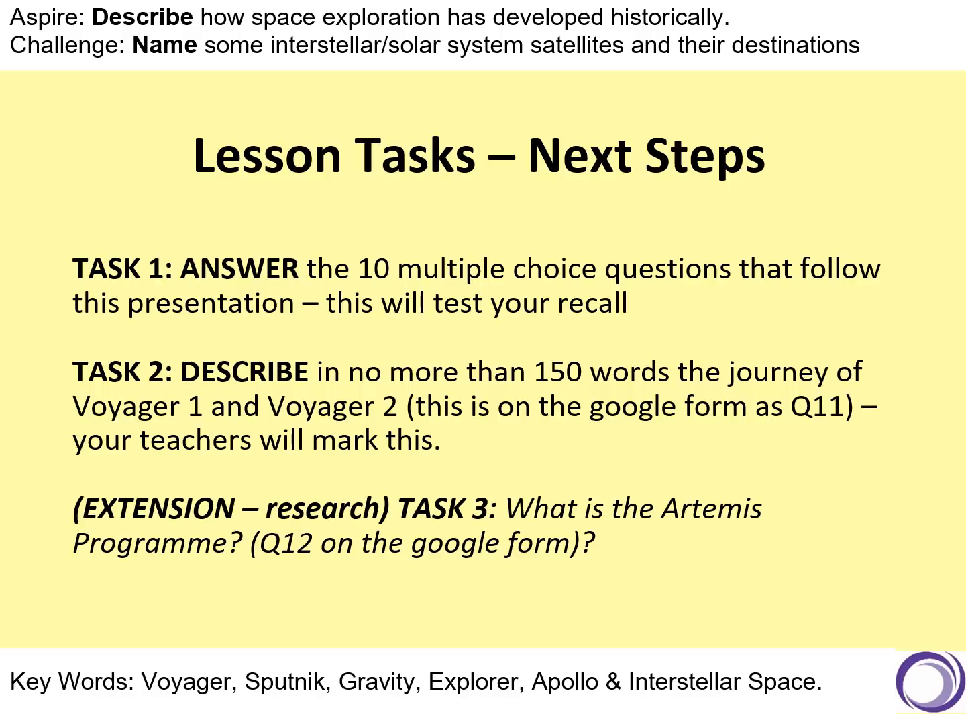So we have come to the end of our lesson, so our lesson tasks. So what did we have to do today? We had the challenge of naming some interstellar solar system satellites and their destinations. Hopefully we know some of those, and hopefully we are able to describe a timeline of space exploration and how it's developed historically. So our task 1 is to answer 10 multiple choice questions as it has been every single time. Our task 2, describe in no more than 150 words the journey of Voyager 1 and Voyager 2.